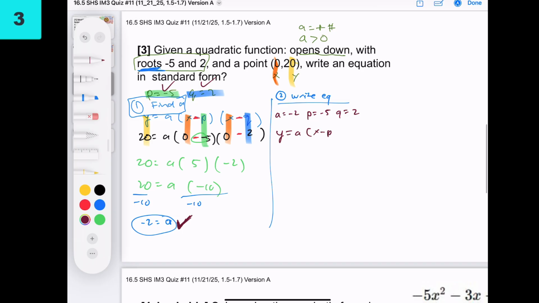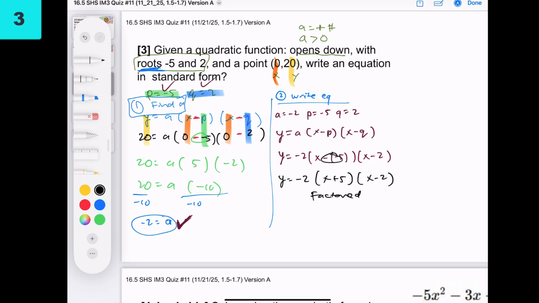So let's write it out again. My a value is -2. My p value is -5. My q value is 2. Just clean that up. Okay. This is factored form because it has 2 sets of parentheses, but this one wants standard form.